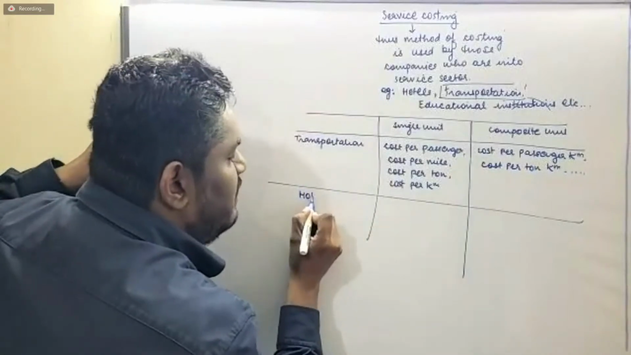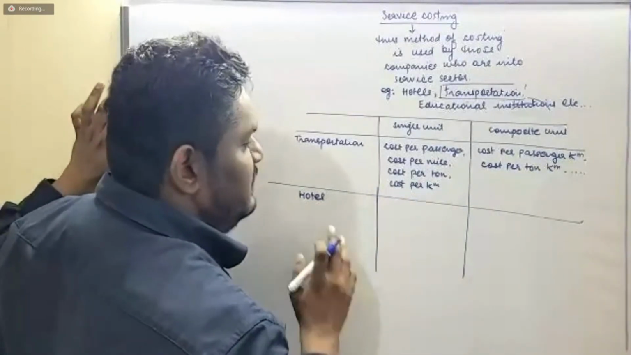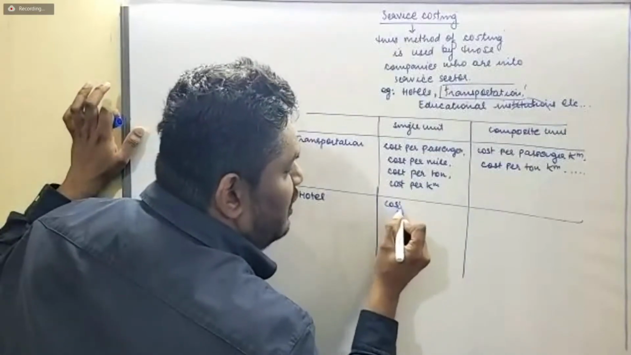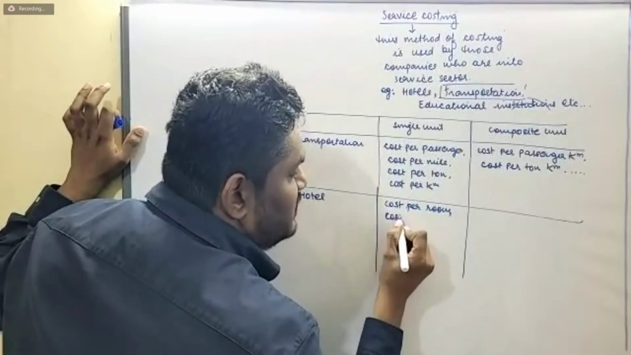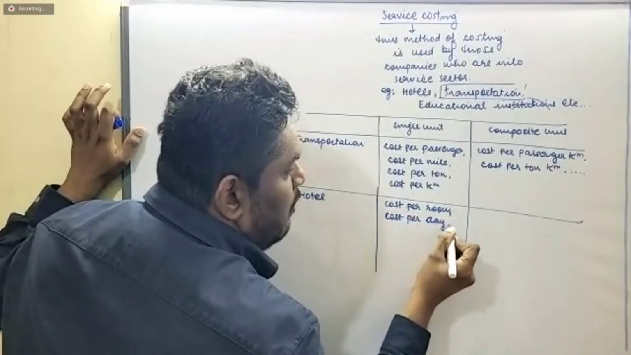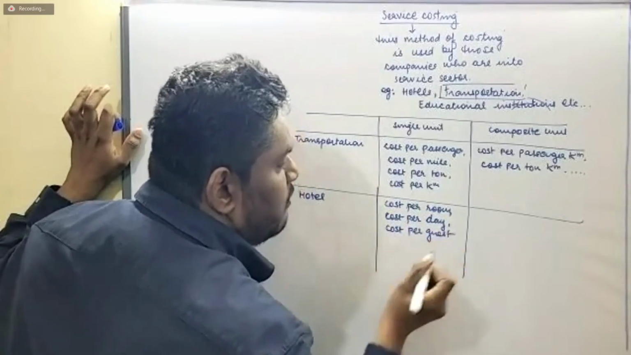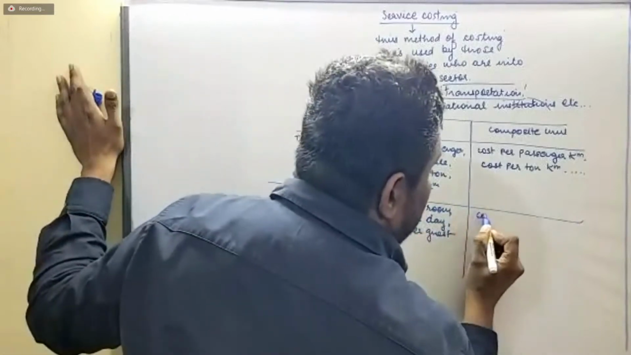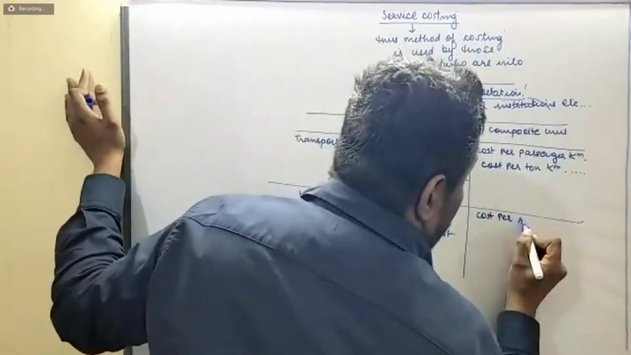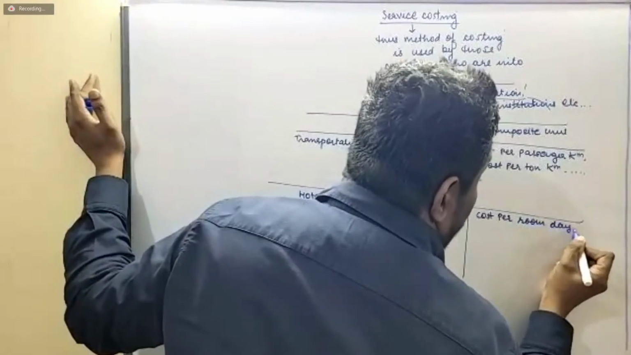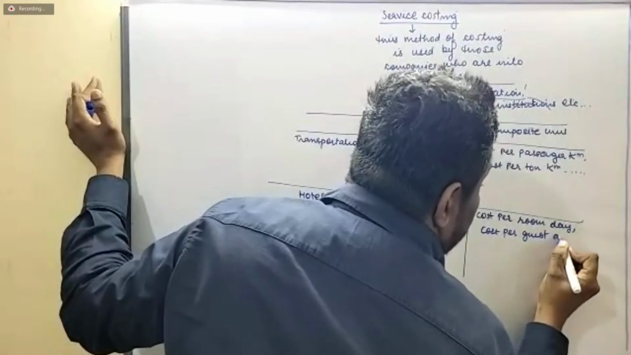Similarly, in hotel industry, just writing few illustrations, guys. So in hotel industry, it can be cost per room, it can be cost per day, it can be cost per guest. In composite unit, it can be cost per room days, or it can be cost per guest days.